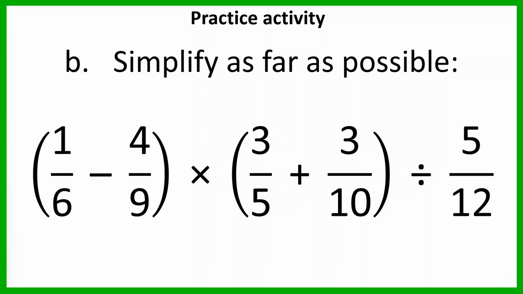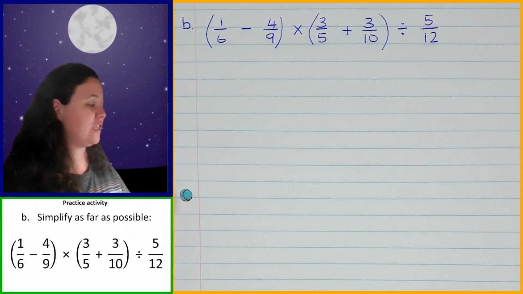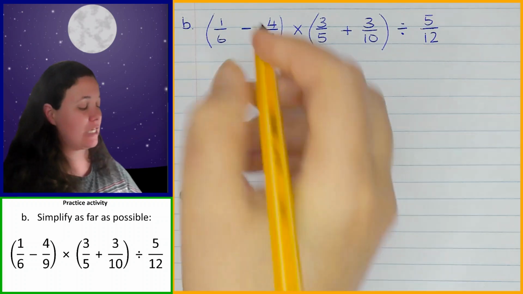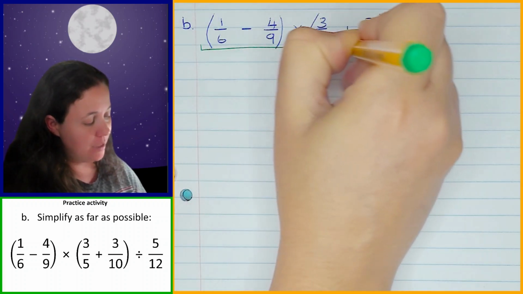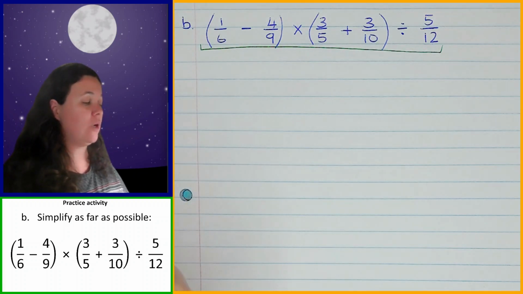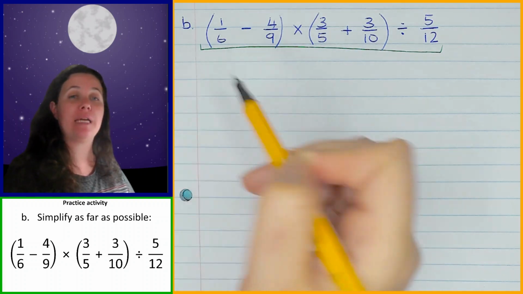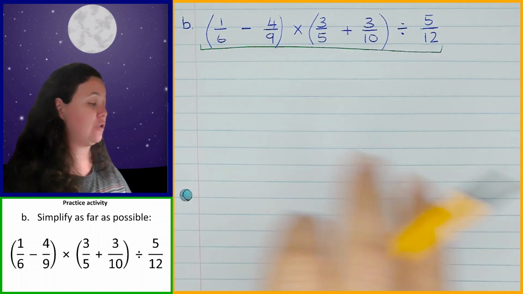Okay, so let's go through that question and see what you should have got. So first of all, for this question, if you look at the terms, you'll see that this is actually all one term because there are no pluses or minuses that aren't inside brackets. Okay, so it's all one term. But inside the brackets, I have stuff that I need to do first before I can get onto my multiplication and division outside the brackets.